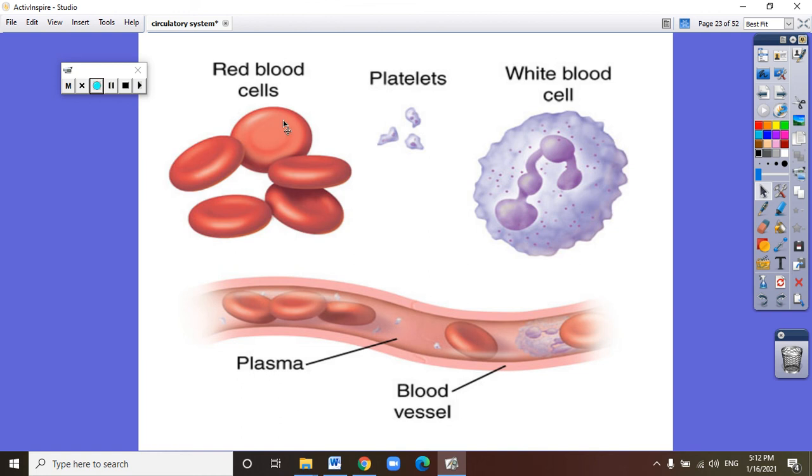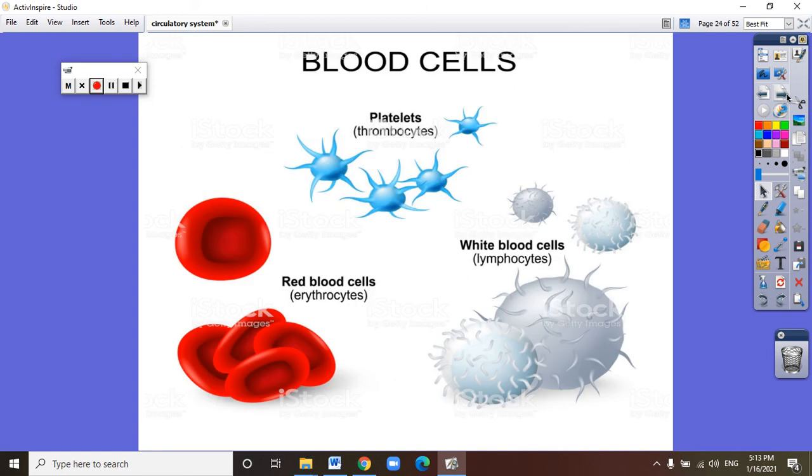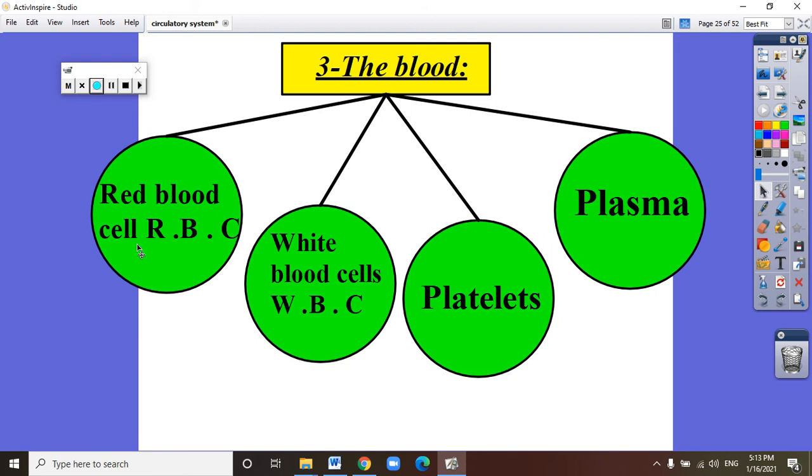The blood consists of red blood cells, white blood cells, platelets, and this liquid is plasma. And as you can see, red blood cells are solid materials, platelets are solid materials, white blood cells are solid materials. So the blood is fluid due to the plasma. So one more time, the blood consists of red blood cells, white blood cells, platelets, plasma.